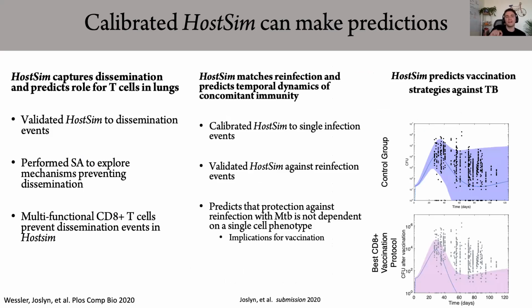So now that we had this calibrated HostSim, we could make some really cool and interesting predictions. We were able to capture dissemination, which is the spread of bacteria throughout the lung environment. This is really bad for the host. And we were able to predict a role for a certain type of immune cell to prevent that from occurring. We were also able to calibrate HostSim to these single infection events, but then validate it against reinfection events and identify what causes protection against reinfection in certain individuals during tuberculosis, which has clear implications for vaccination.